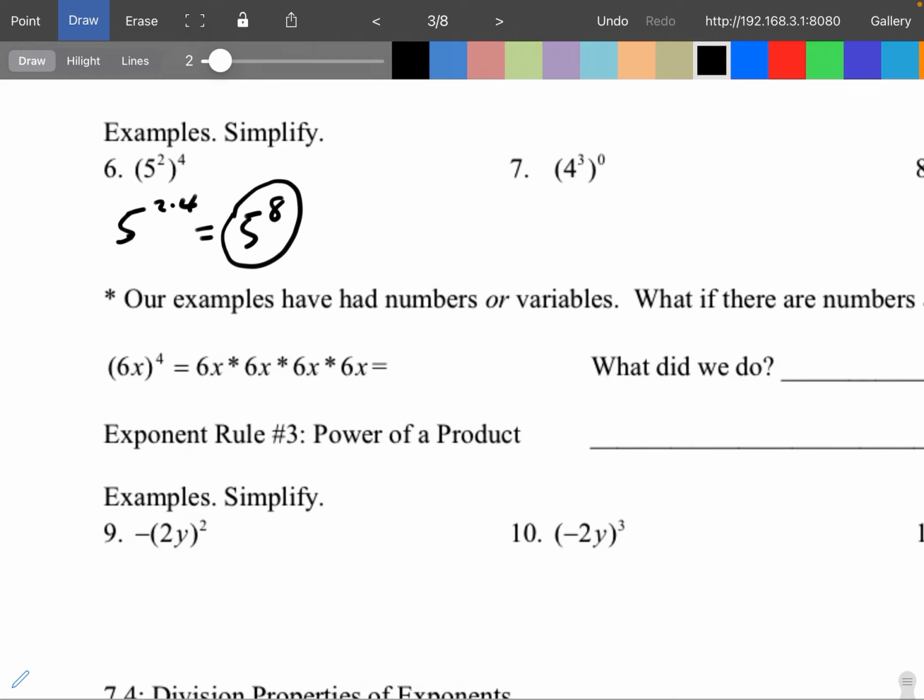All right, the next one, multiply the powers. What do you get? 4 to the what? Yeah, good. 3 times 0 is 0. What's any number to the 0 power? 1. That's 1. Good.